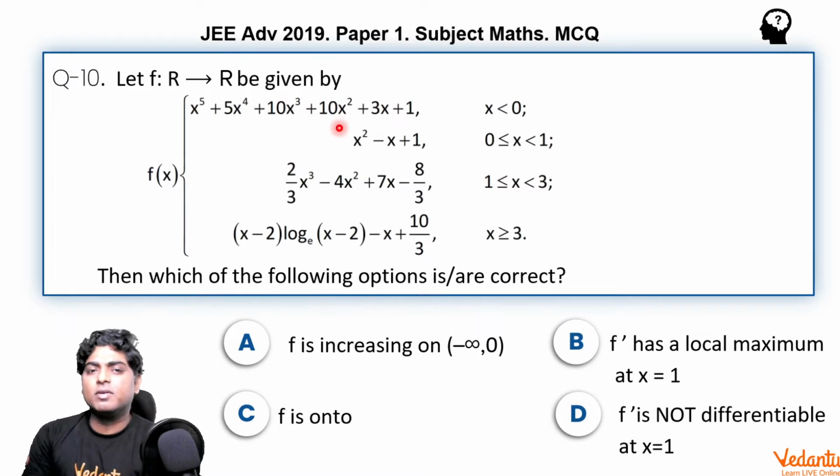So we can, however, write it as (x plus 1) whole raised to the power 5 minus 2x. 3x can be written as 5x minus 2x. Let's see how we can take help of this.